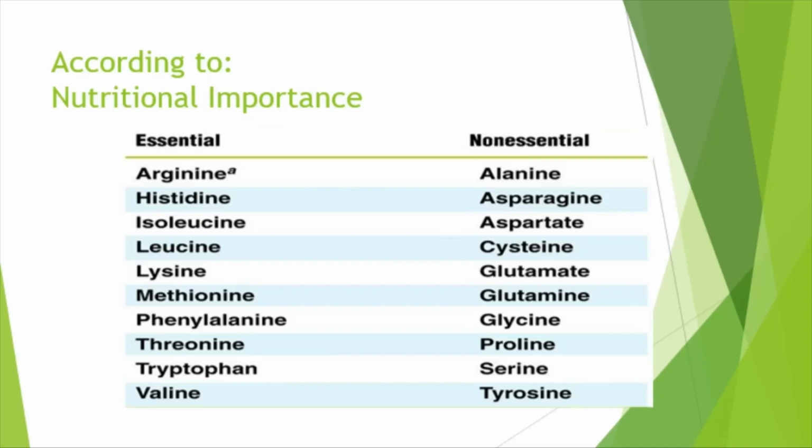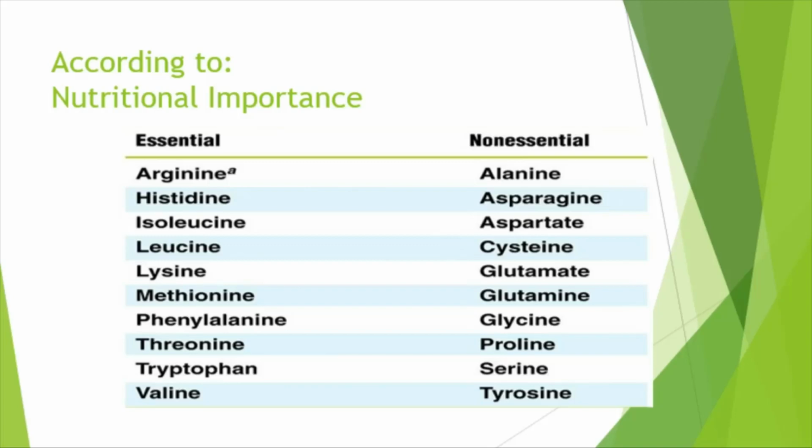So when we say essential, these are amino acids that cannot be synthesized by the body. That's why they need to be taken regularly, or they must be included in the diet so that they will be present in our body. But when we say non-essential, these are already present in the body. So there's no need to take food or vitamins that have these amino acids, because they are already present in our body.